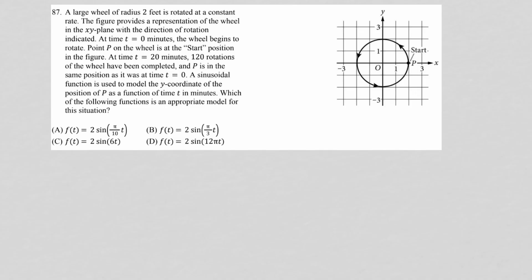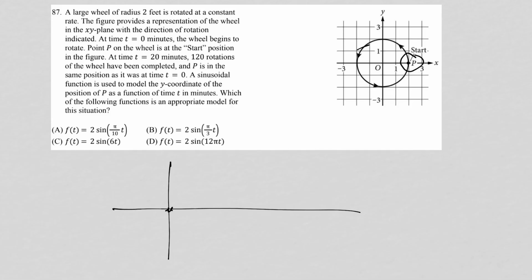And this is the last of the multiple choice questions. We have a wheel of radius 2. It's rotated at a constant rate. The figure provides a representation of the wheel, xy plane, direction of rotation, so it's going counterclockwise. At 0, it begins to rotate, and P is in the start position. At time 20, 120 rotations have been completed, and P is in the same position. Yeah, after any rotation, it's back in the same position. A sinusoidal function, which is the appropriate model.